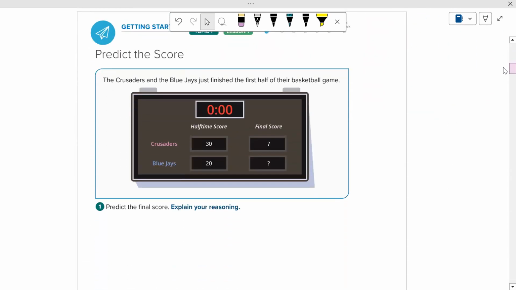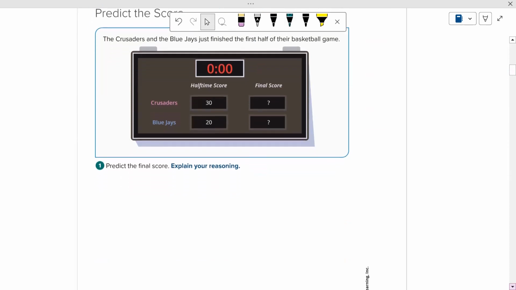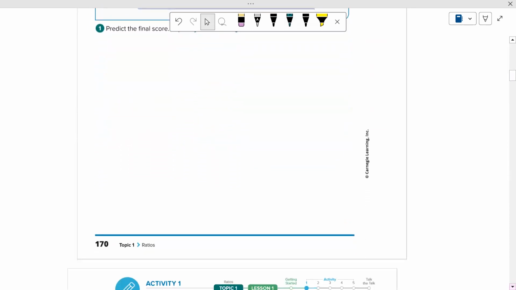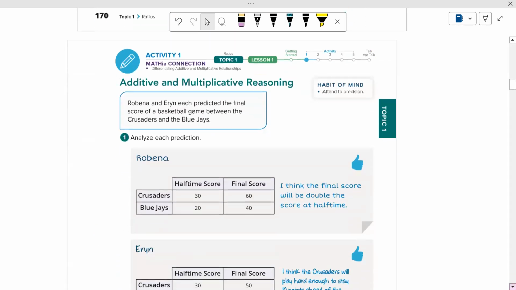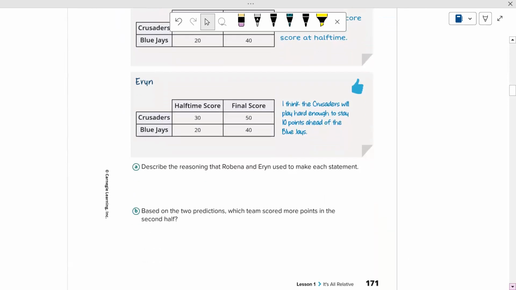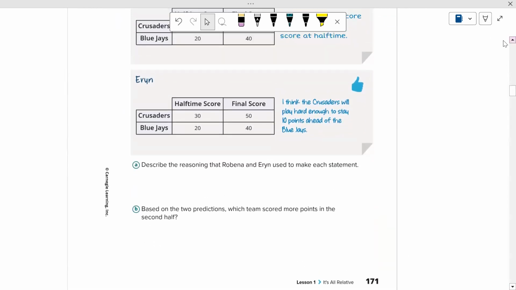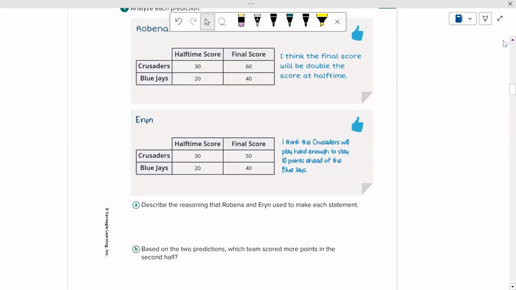We are going to go to the next page, predict score. Now, this page we'll come back to in a little bit. We're going to get some examples written down first. So this is page 170. We will come back to page 170 shortly. We're going to move on quickly to page 171. So page 171 is what we're going to start with.